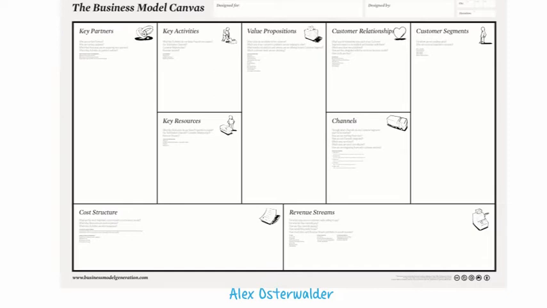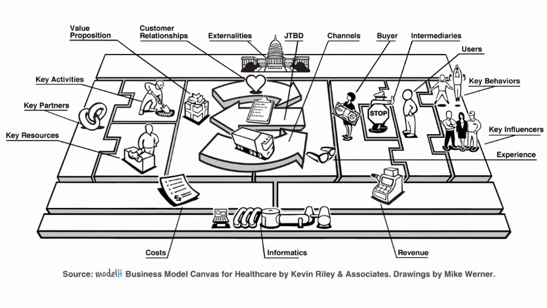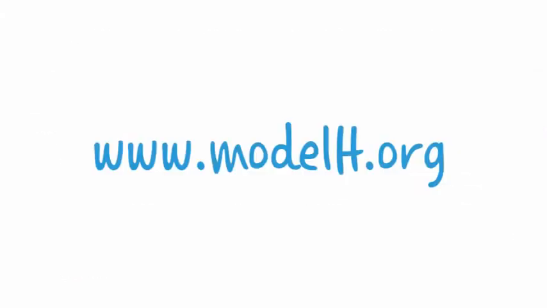The Model H business model canvas expands on Alex Osterwalder's original work and integrates aspects of Michael Porter's definition of shared value and Clayton Christensen's concept of jobs to be done. It measures the value of a business model, its feasibility to deliver value, and its ability to deliver on the patient health outcomes achieved per dollar spent. For access to the resource mentioned here, visit us at modelh.org.